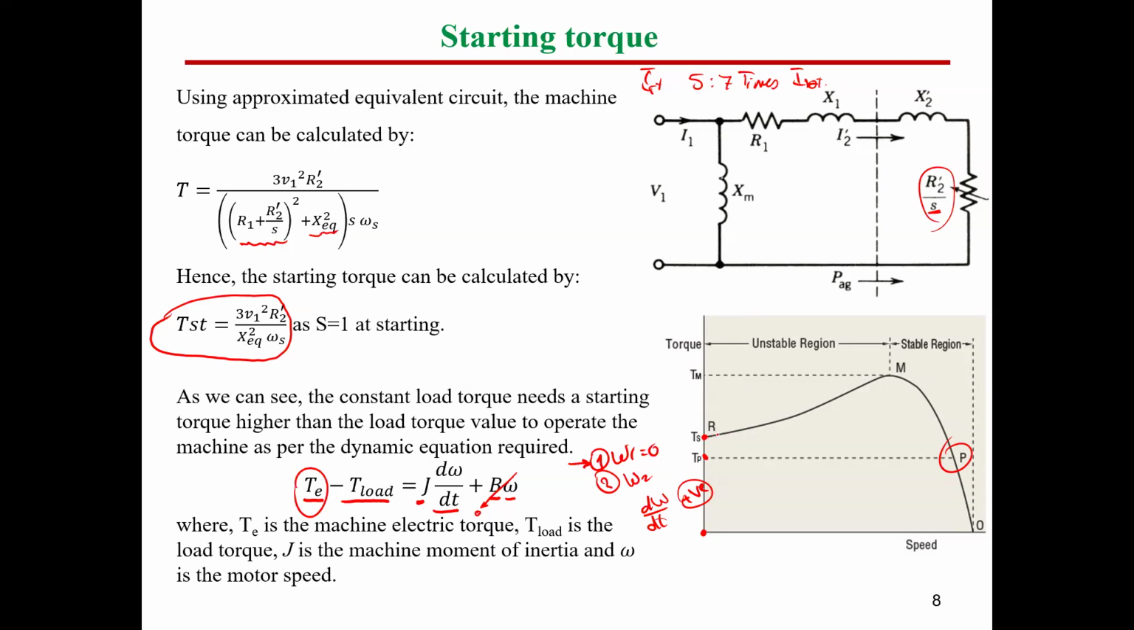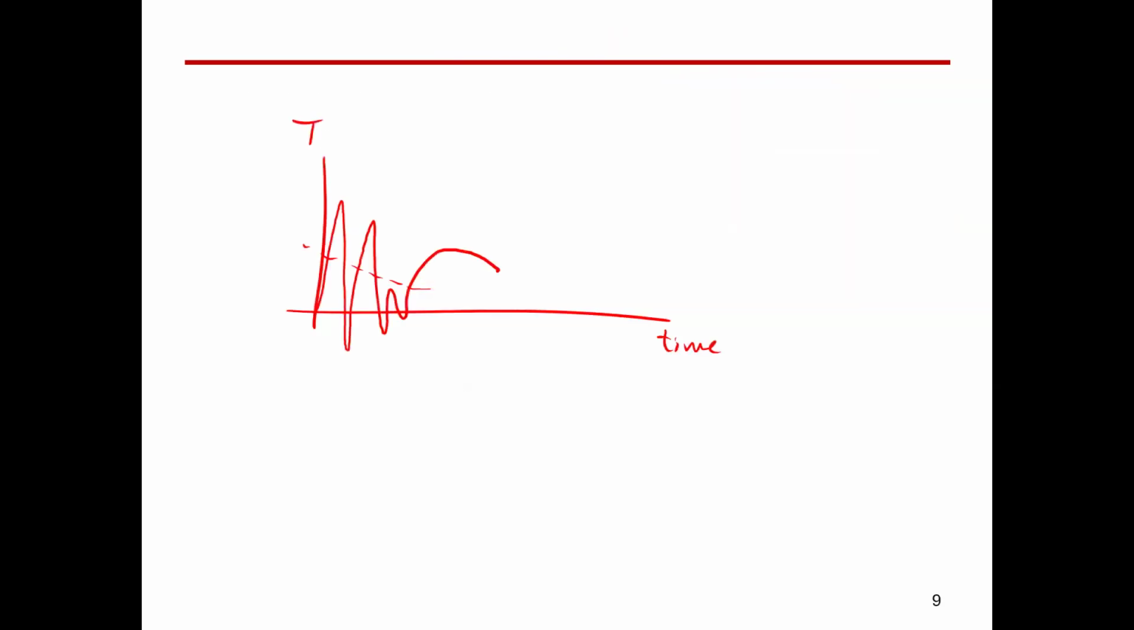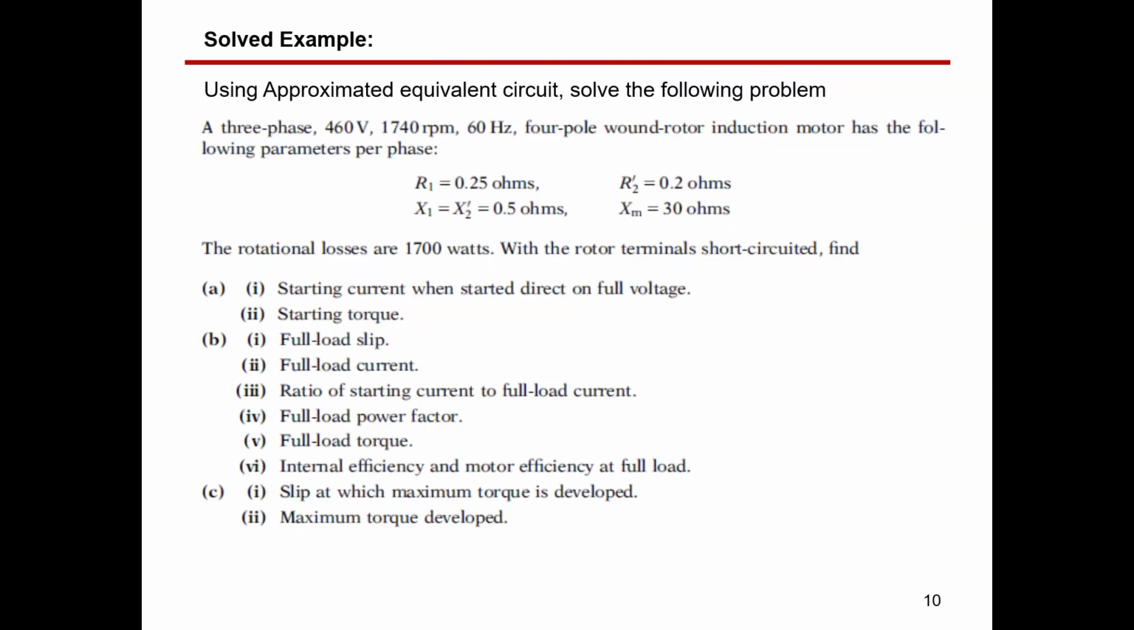I don't like to discuss with you for the time being, guys, the point of stability with the dynamic equation, but I'm going to discuss that with you when we start discussing the speed control of the induction motor. So we'll go more in depth with the dynamic equation and how this part of the curve is unstable and this part of the curve is stable. Okay, nice. Now let's start solving some numerical problems, guys, to sense the machine performance and evaluate the performance at different operating points.